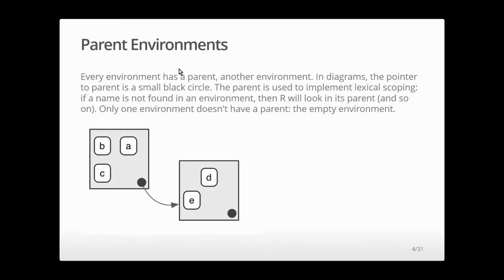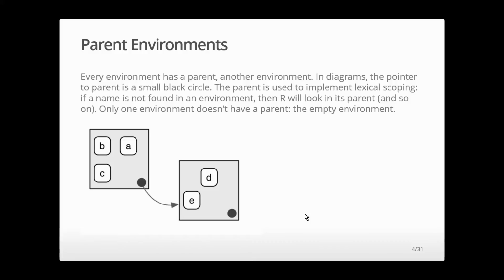We also have parent environments. Every environment has a parent, which is another environment. In these diagrams that I've stolen from Hadley, we indicate that an environment has a parent by putting a little black dot here. This black dot means it has a parent, and the arrow shows that the parent environment is over here. This environment also has a parent environment, but we didn't draw the arrow to show where it goes.